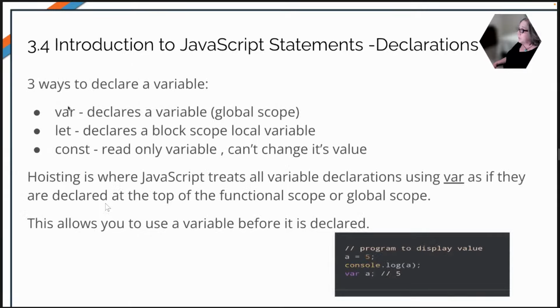There are 3 ways to declare variables, and we've done all 3 of these today. var declares a variable but gives it what's called global scope, and that's the reason we want to kind of avoid it. Let declares a block scope local variable.